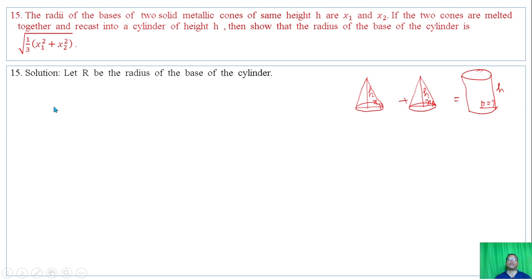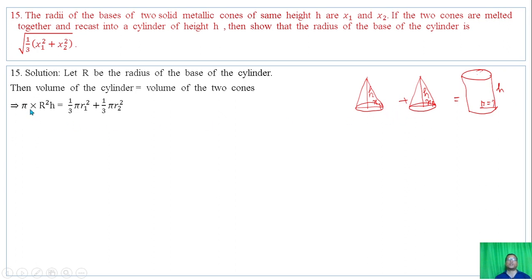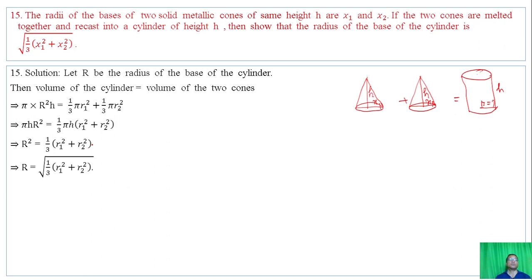Let R be the radius of the base of the cylinder, then the volume of the cylinder is equal to the volume of the two cones. Then volume of the cylinder pi R square h is equal to the sum of the volumes of the two cones. Simplify, we have to solve for capital R. Capital R solves to square root of 1 by 3 times x1 square plus x2 square, which is the given x. Hence proved.